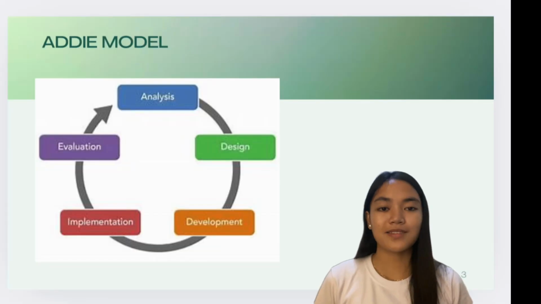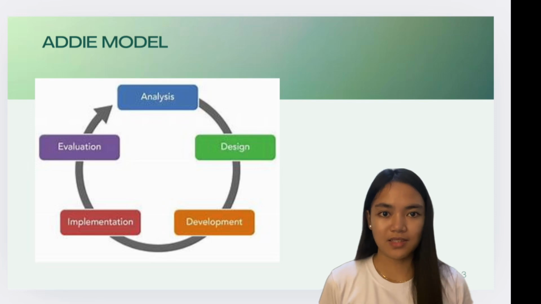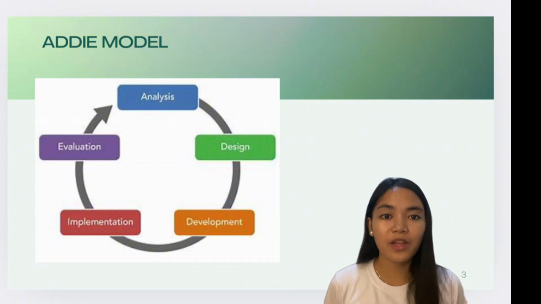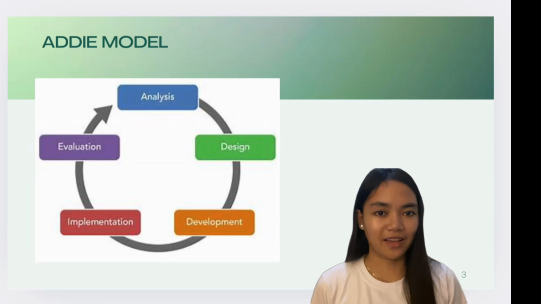So the first one is Analyze. Check students' needs, problems, and capabilities. So Analyze is first because you must understand what learners already know, what they struggle with, and what they need before planning anything. And the second one is Design.